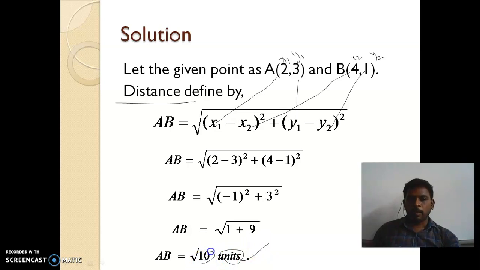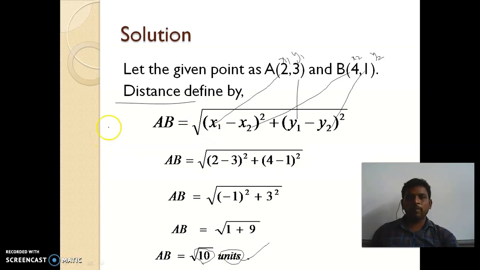So 10 is a non-square number only, so it is not possible to find the square root directly here. So leave that as it is. So root of 10 units, approximately 3 point something will come. Suppose in our final answer, inside the square root, a square number is there, then just take the square root and write it. Otherwise, we can leave it as it is, right?